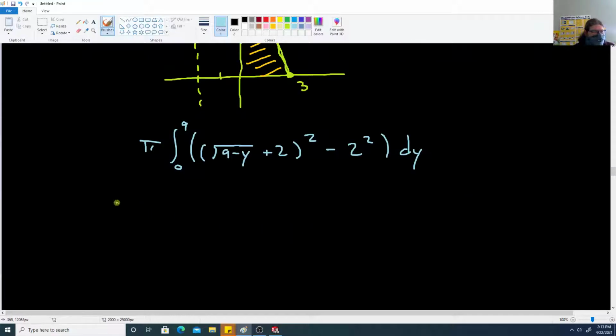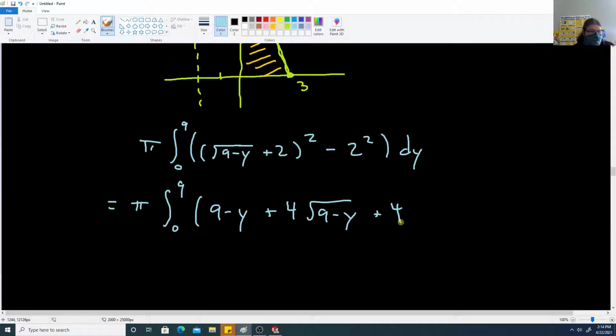So in order to calculate this, we have pi integral of 0 to 9. I'm going to FOIL this out. Square root of 9 minus y times another square root of 9 minus y would be just 9 minus y. The outer term would be plus 2 square roots of 9 minus y. The inner term would be plus another 2 square roots of 9 minus y. So we get 4 square roots of 9 minus y. And then we'll get 2 times 2, which is plus 4, and then minus the 4 over here. Plus 4 minus 4 will cancel.